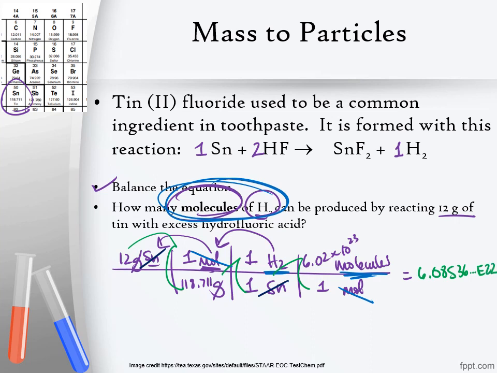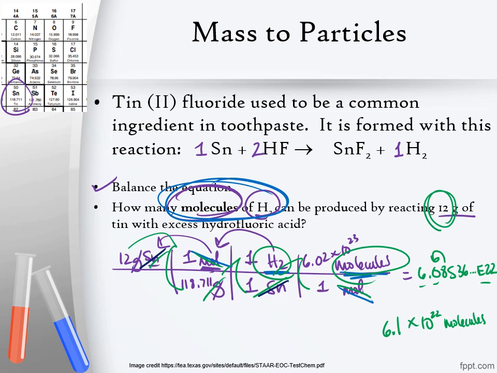What does this even mean? Well, E22 means times 10 to the 22nd power. How many sig figs do I get to keep? I get to keep 2. 1, 2. That 8 is going to turn that 0 into a 1. Final answer, 6.1 times 10 to the 22. What's my unit label? Moles is gone and tin is gone and grams is gone. So all we have left are molecules of hydrogen gas, H2. Final answer. We did it!